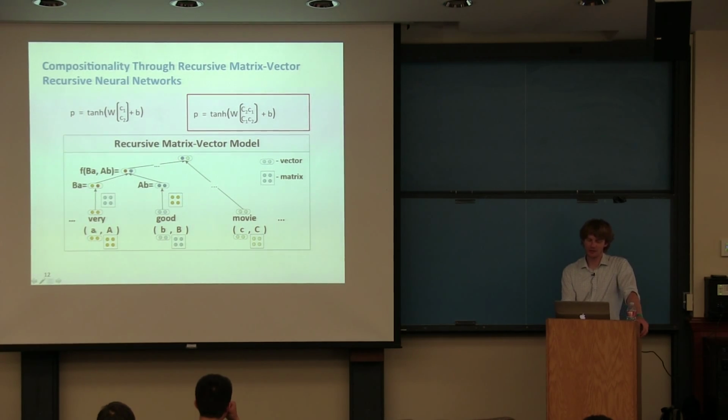And so let's look at how we now compute the parent vector. Basically, what we'll do is we'll take the matrix of one word and multiply it with the vector of the other word. And we do that same thing for the other one. So you have here "very good". You take the matrix of "very", you multiply it with the vector of "good".